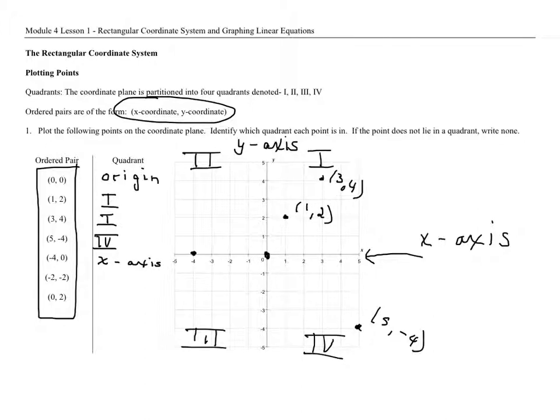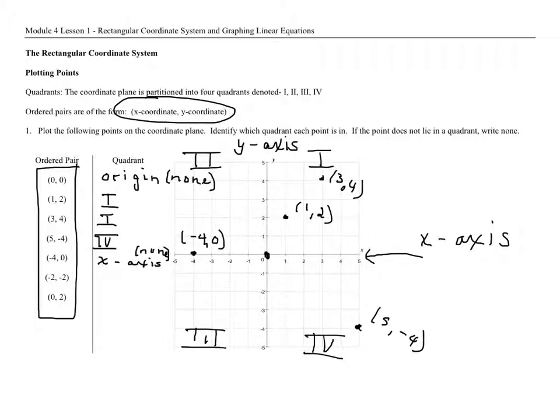Okay, so I didn't follow my little directions. I should have written none. It's not in the quadrant, so N-O-N-E. I just like to be a little bit more specific. None on this. Okay, and this is the point negative 4, 0.